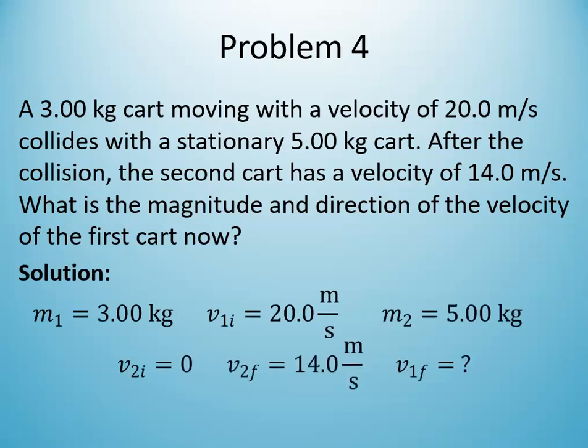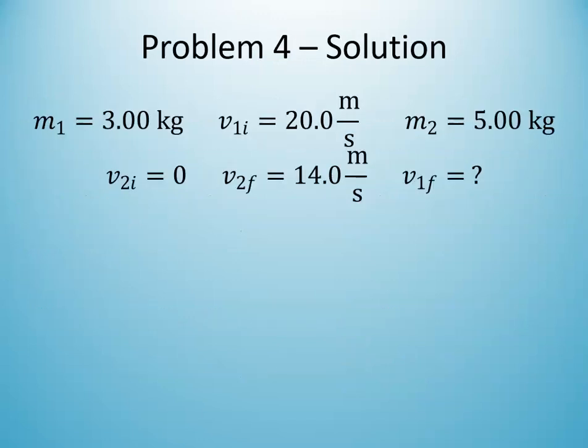So we're going to assume that all of this is going toward the right, and I was a bad physics teacher. I didn't put my plus signs on my initial and final velocities and everything, but we're going to assume everything's going toward the right. And we're trying to find this unknown final velocity of the first cart. So there's where we stand so far.